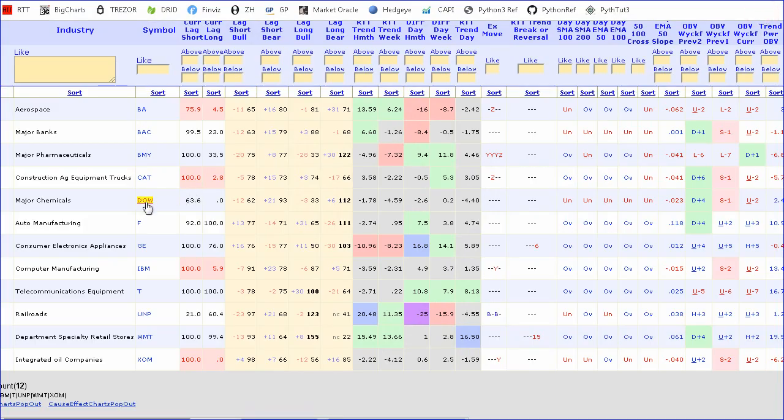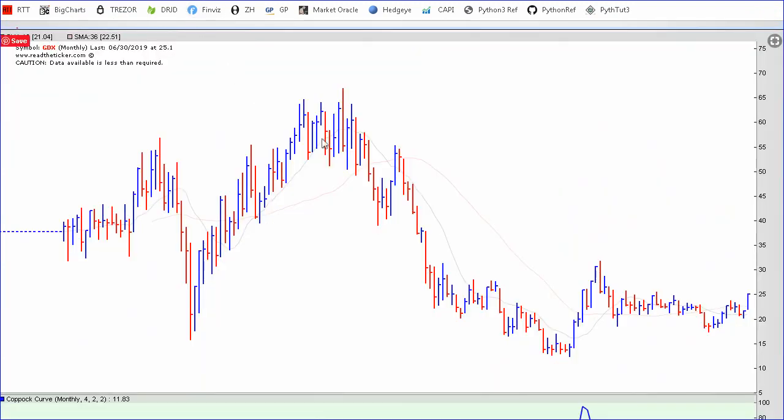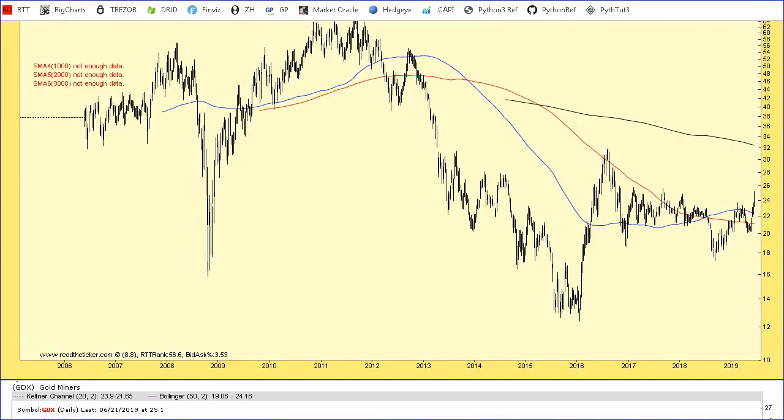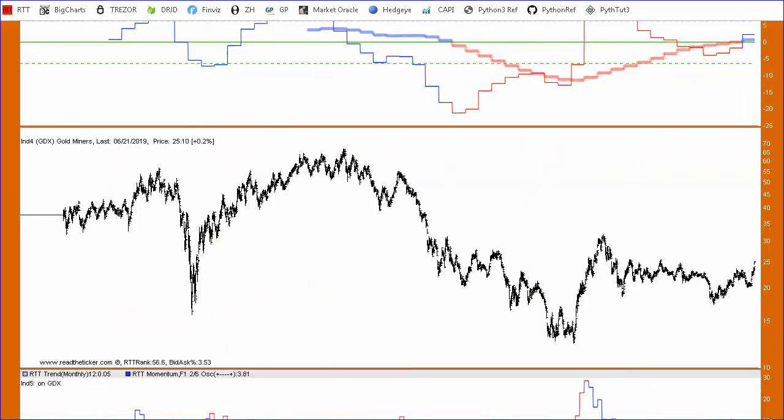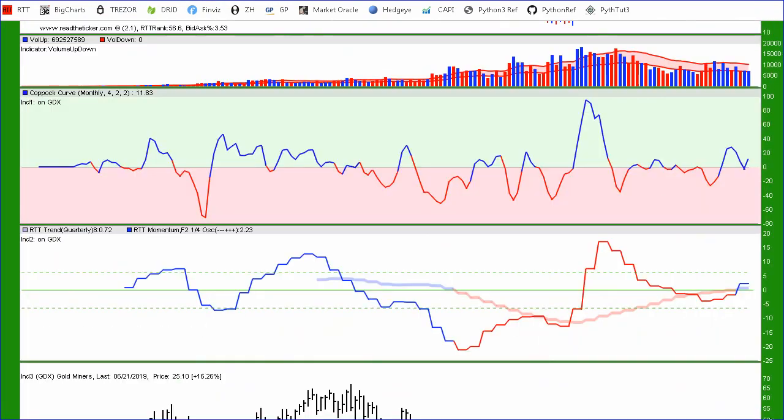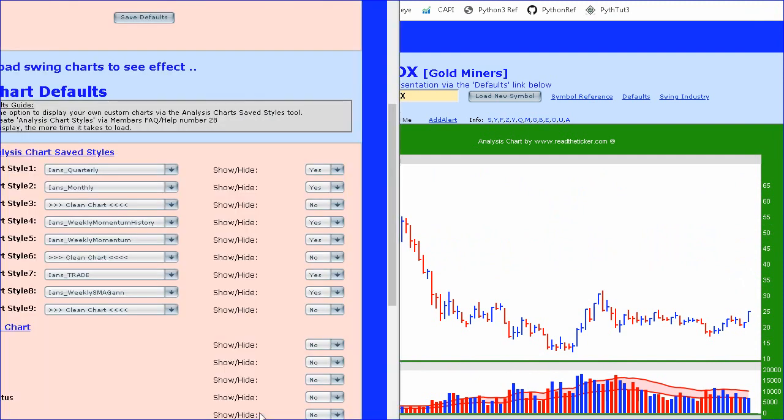If you click on a symbol anywhere in the system, you're going to get a reference to a swing chart pop-out. That swing chart pop-out is going to give you a page like this. A wide range of charts I've got here, probably about 10 charts, and you define them yourself through the input.